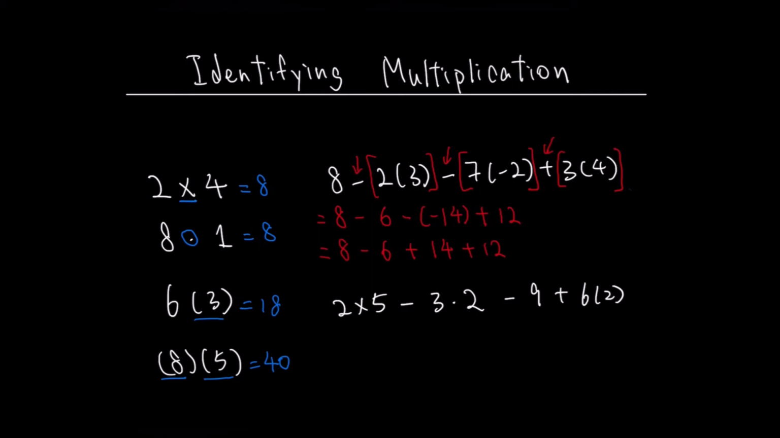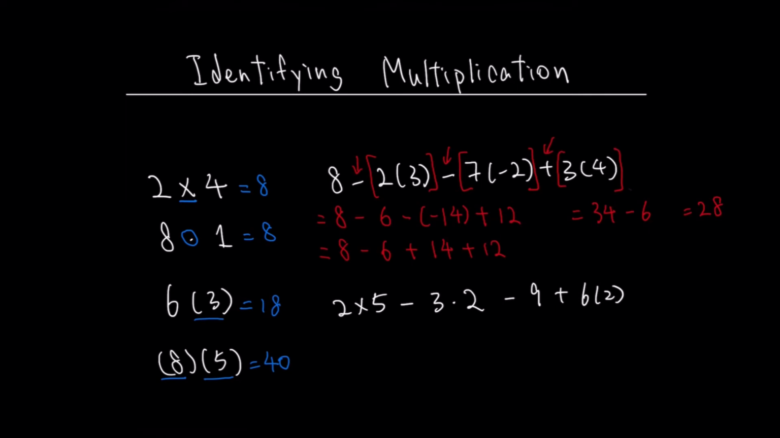So here we have a positive 8 plus a positive 14, which is 22, plus a positive 12 is 34. So this is going to be 34, and our single negative number is this negative 6. So we have minus 6, and that's equal to positive 28.